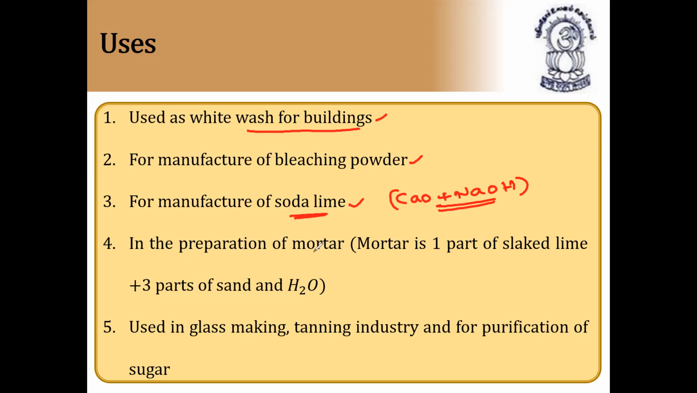It is used in preparation of mortar. Mortar is one part of slaked lime, three parts of sand and water. This mortar is used in the construction of buildings. Next, it is used in glass making, tanning industry, and for the purification of sugar. So calcium hydroxide is also used for the purification of sugar. So these are the major uses of calcium hydroxide.